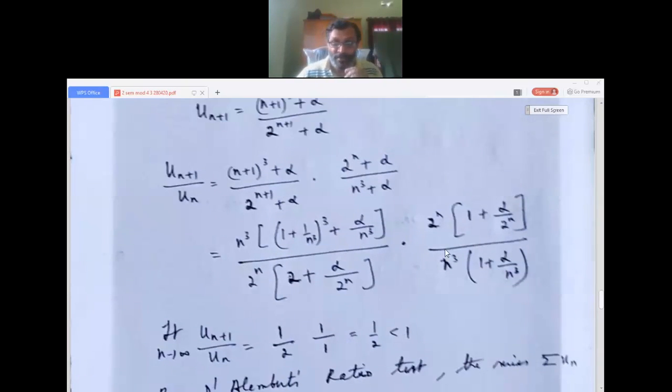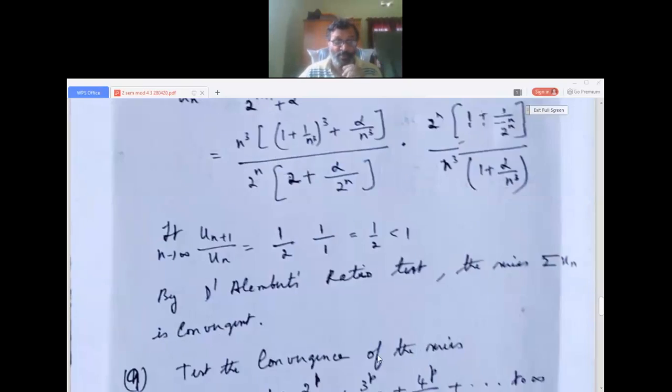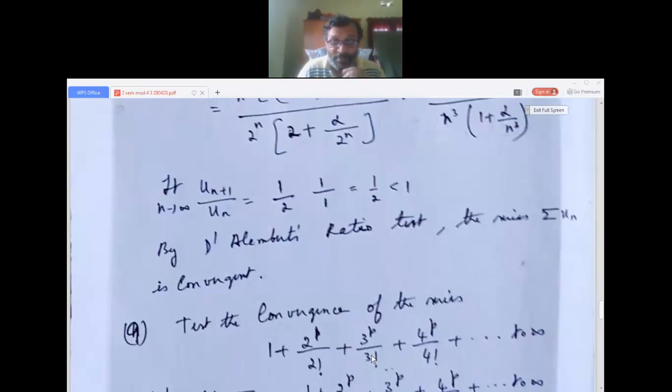So finally we are left with 1 by 2, because here 2 is there. Here it is 1, here also everything is 1, so here 2, so 1 by 2. But limit n tends to infinity, un plus 1 by un is 1 by 2, that is less than 1. Therefore, by D'Alembert's ratio test, the series sigma un is convergent, because the limit is less than 1. I hope you are following.